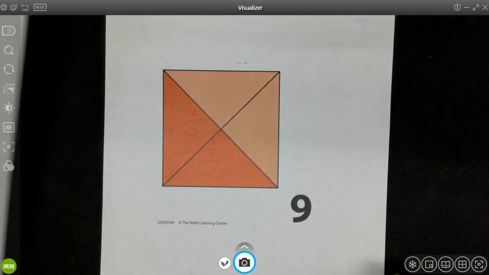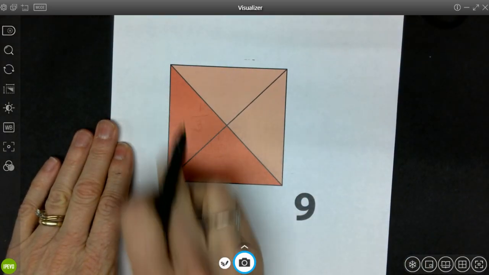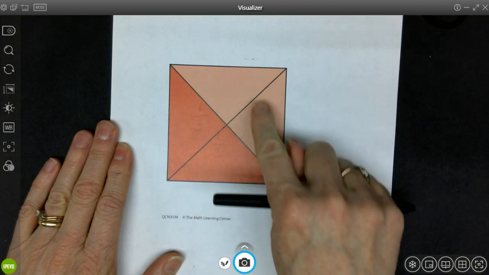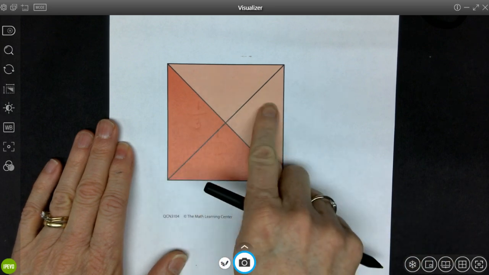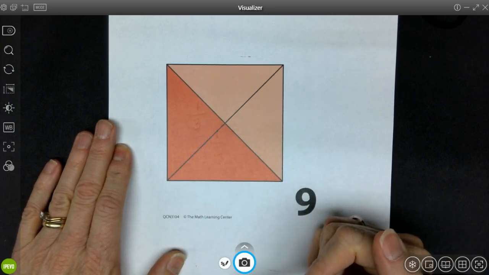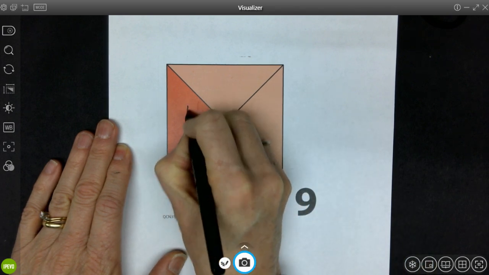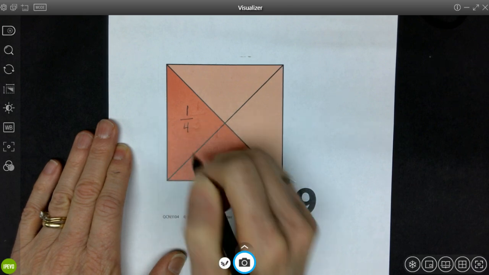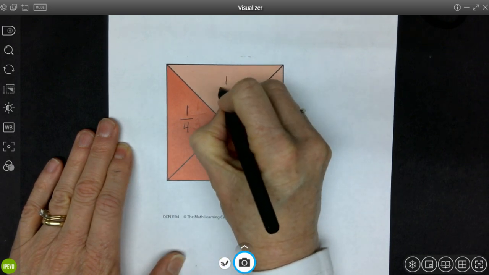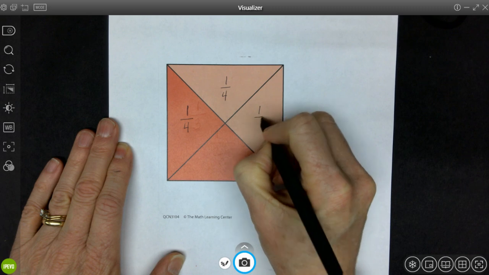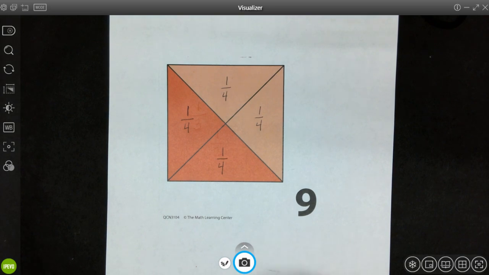Then we get to this piece on day 9, and it's the same whole, same square. And now there are 1, 2, 3, 4 equal pieces. So what would we label each of these pieces as? Okay, well, since there's 4, that top number is going to be a 1, because I'm naming this one and it's one of 4 equal pieces. So each of those would be called a 1/4, or a quarter is another name for that.